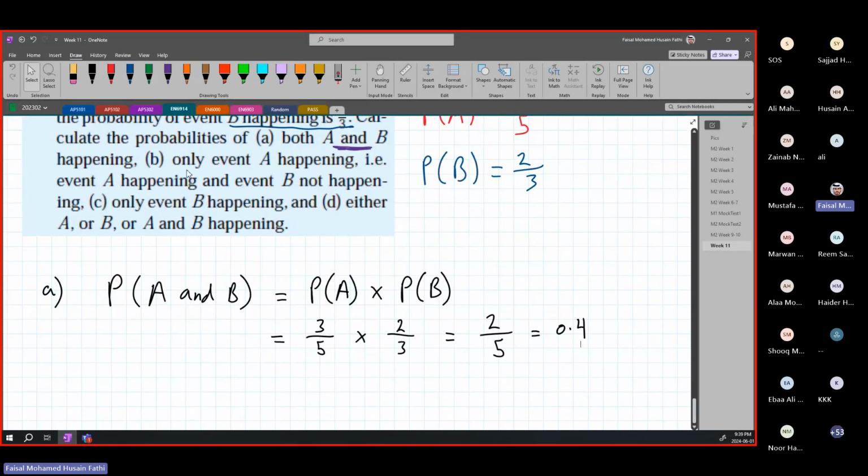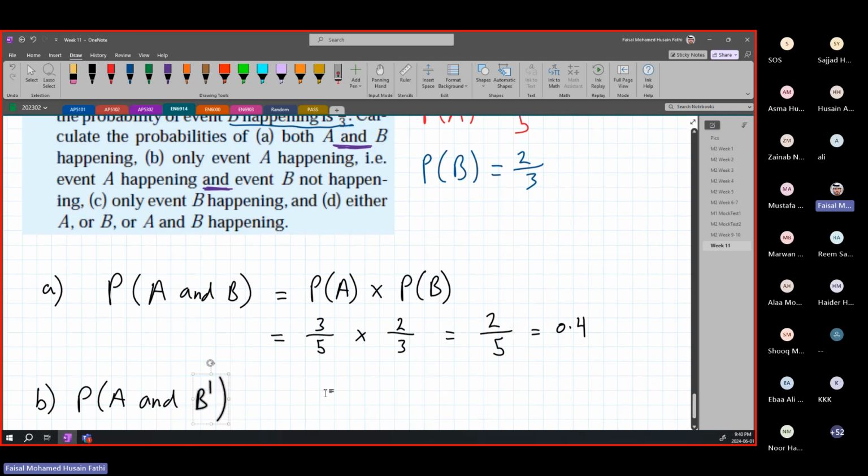Part B says only event A happening, i.e. event A happening and event B not happening. Again, what does it say? If event A is happening and event B is not happening, all right? And event B is not happening. So what do we want for part B? We want P of A happening and B not happening. So we need the probability of B prime, okay?